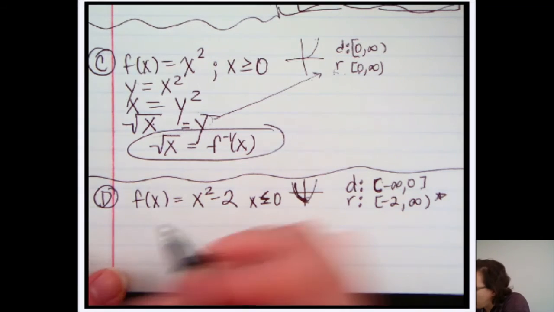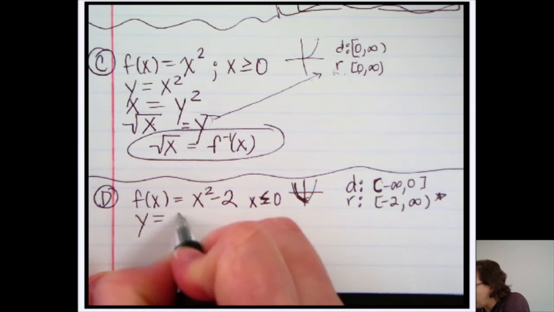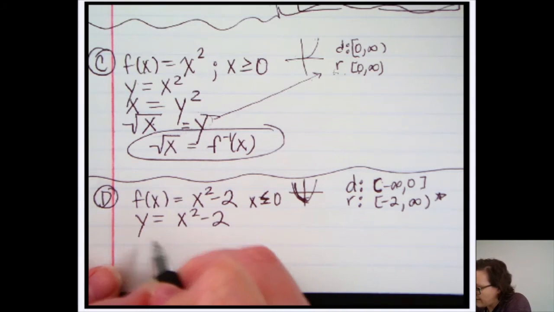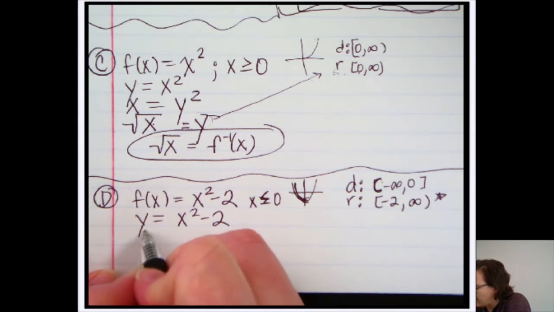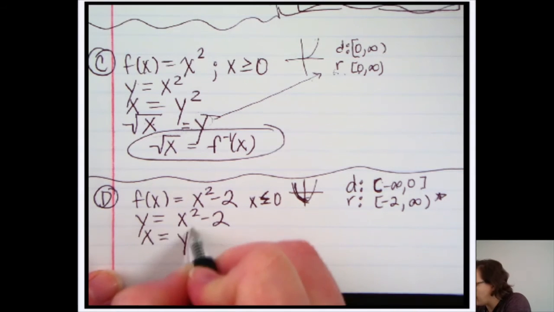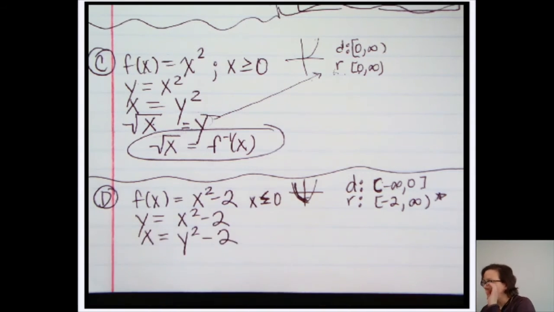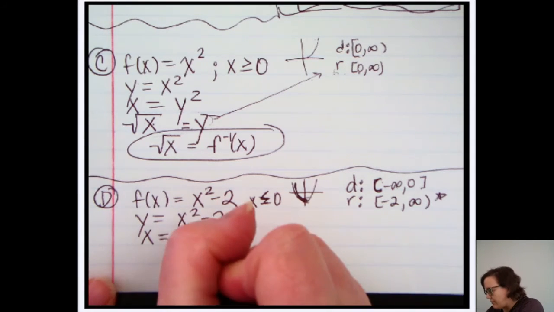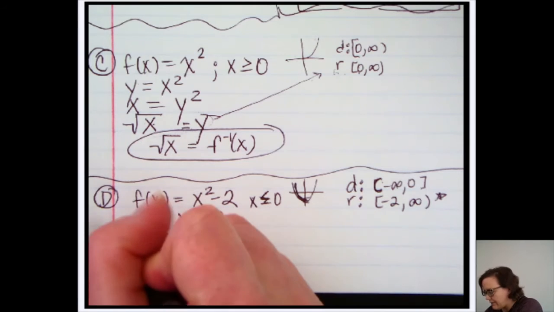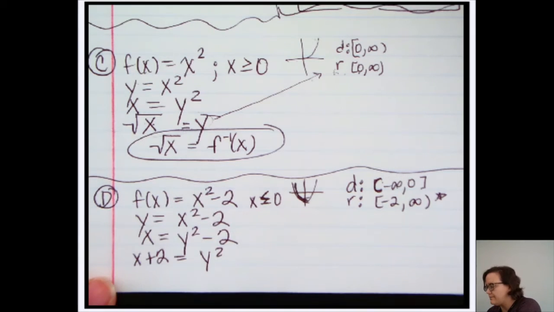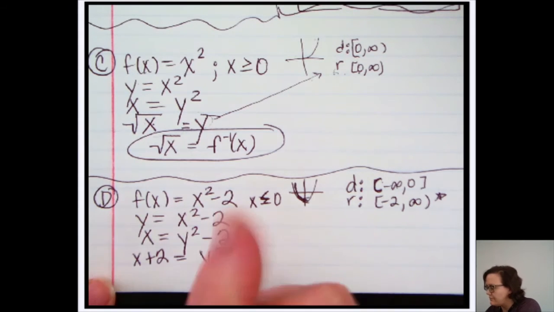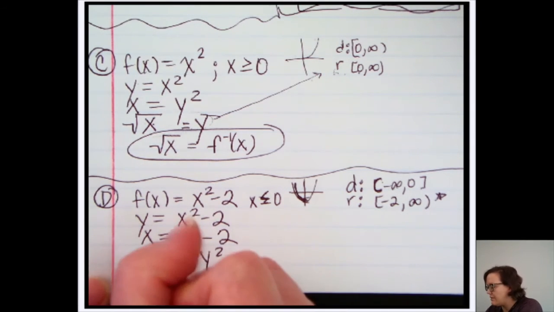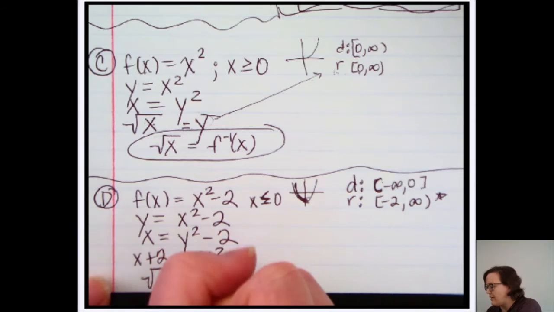Okay. So replace f of x with y. So we have y equals x squared minus 2. What's the second step? Okay, we switch. So x equals y squared minus 2. And then again, we want to get y by itself. So we get y squared equals x plus 2. And then we take the square root, and we get the square root of x plus 2.